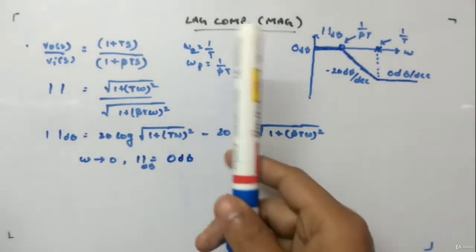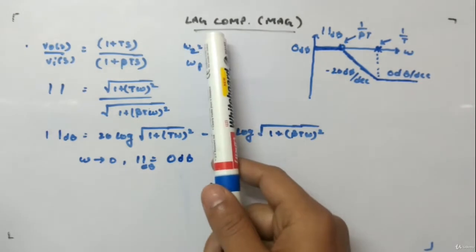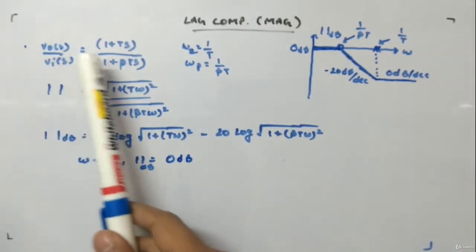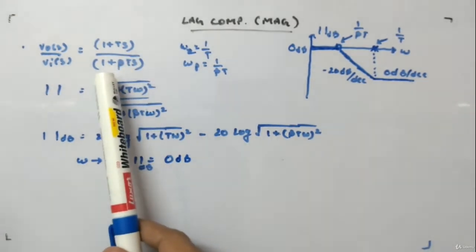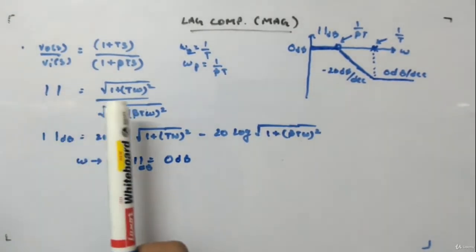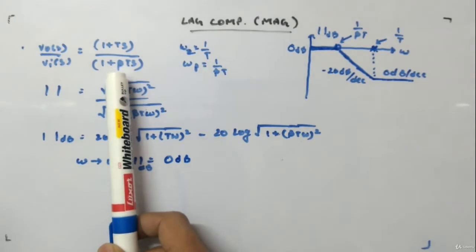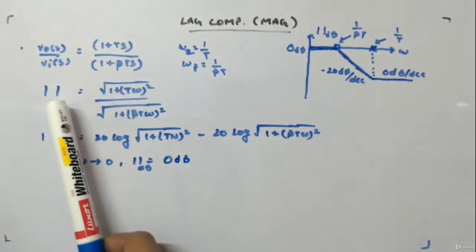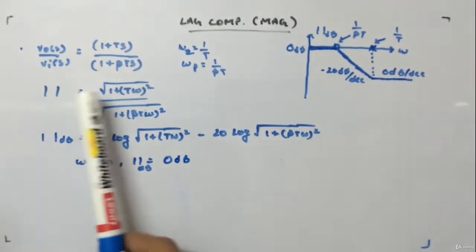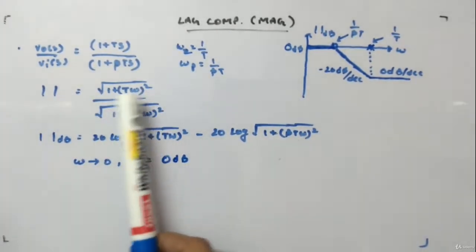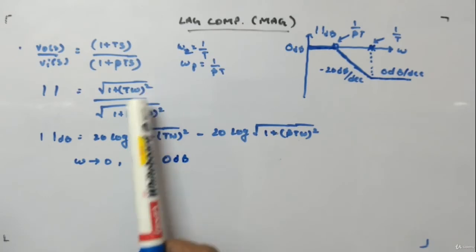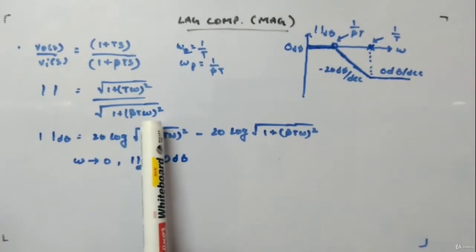Okay, let's look at the magnitude plot of the lag compensator. So we had the lag compensator like this, the transfer function 1 plus tau s divided by 1 plus beta tau s. Here beta was greater than 1. Now if you replace s with j omega and calculate the magnitude, you will get under root 1 plus tau omega whole square divided by under root 1 plus beta tau omega whole square.